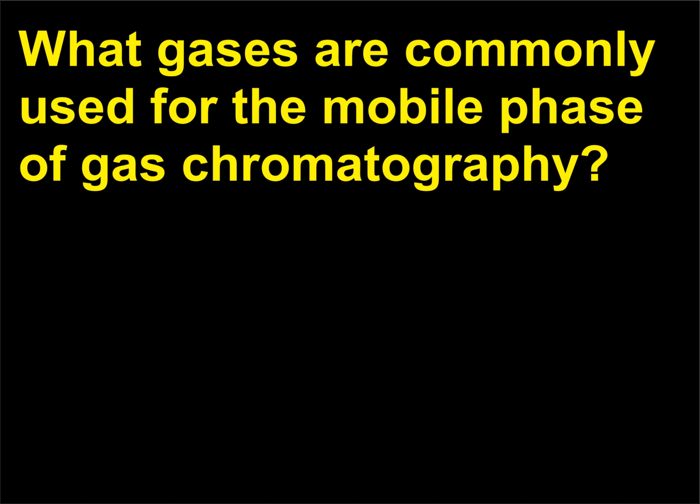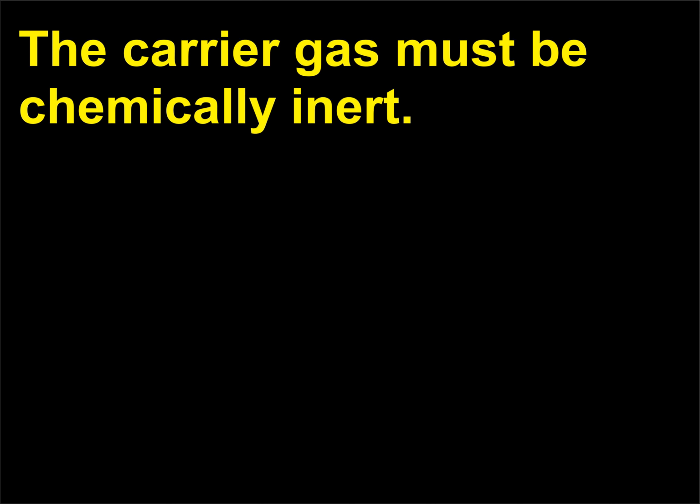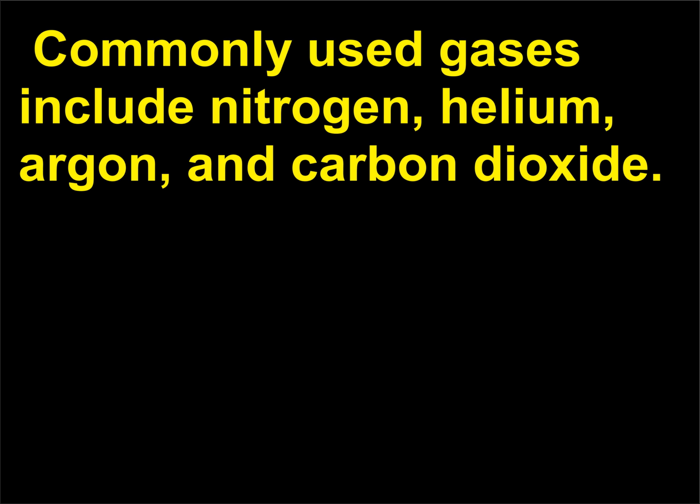What gases are commonly used for the mobile phase of gas chromatography? The carrier gas must be chemically inert. Commonly used gases include nitrogen, helium, argon, and carbon dioxide.